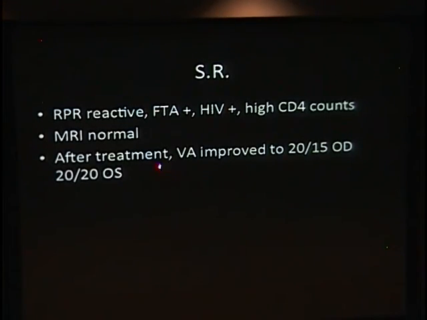So he had an RPR that was reactive and FTA that was positive. We retested him for HIV and it was positive. He had high CD4 counts. Had an MRI done that was normal. And again, after treatment, he improved to 20/15 and 20/20. So just a quick little case that shows patients can present with something completely different every time with syphilis. And again, treatment to resolution of visual acuity is the rule in these patients if you catch them early enough.